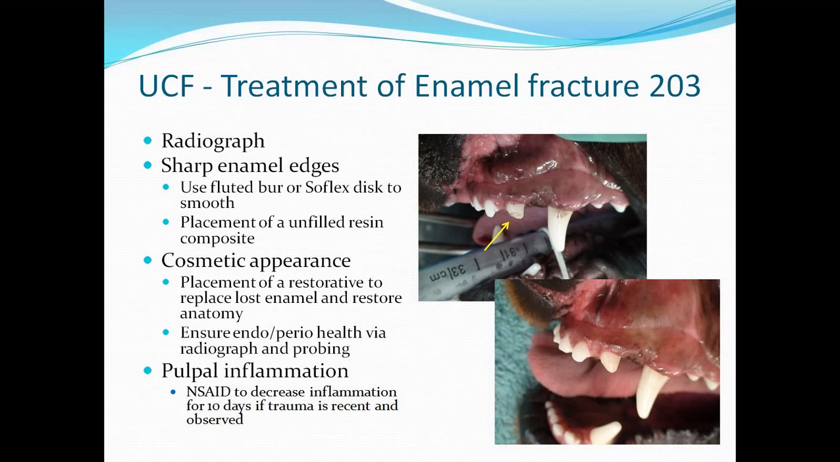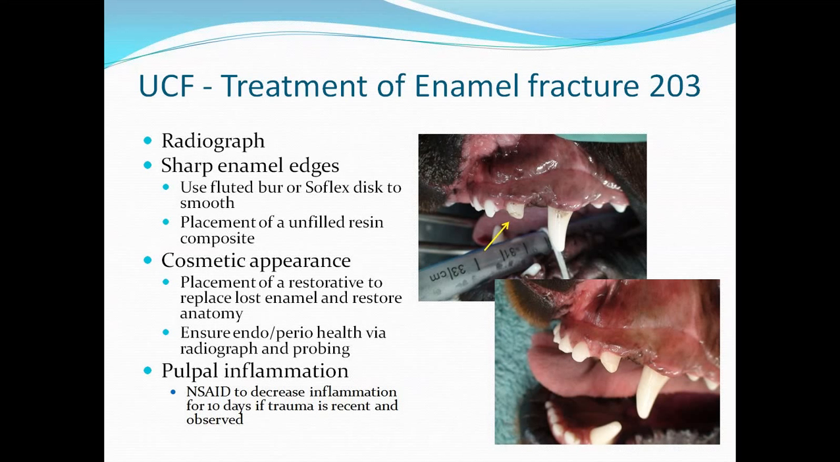It's also important before you place your composite restoration that you take the radiograph, as I said before, but also probe periodontally around the tooth just to make sure you haven't got a periodontal pocket, because there's no benefit in restoring or treating a damaged tooth that has periodontal disease or an endodontic problem that needs to be addressed as well.